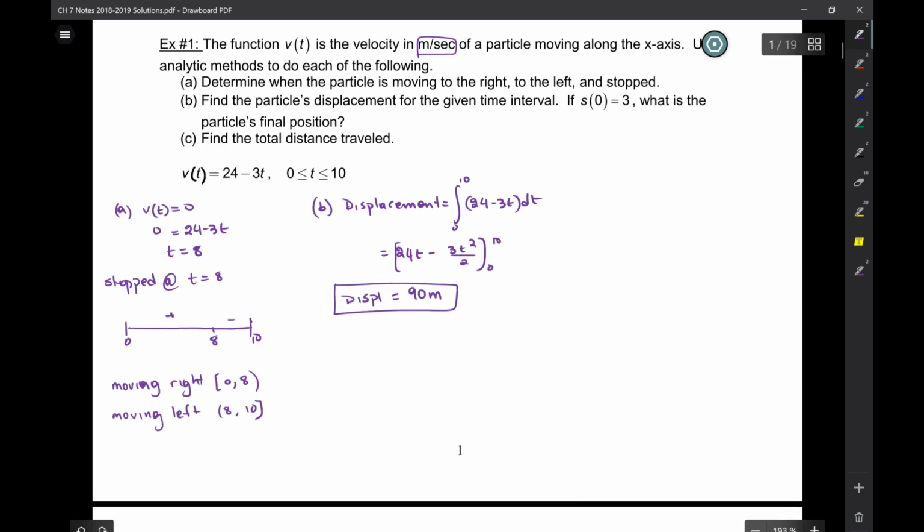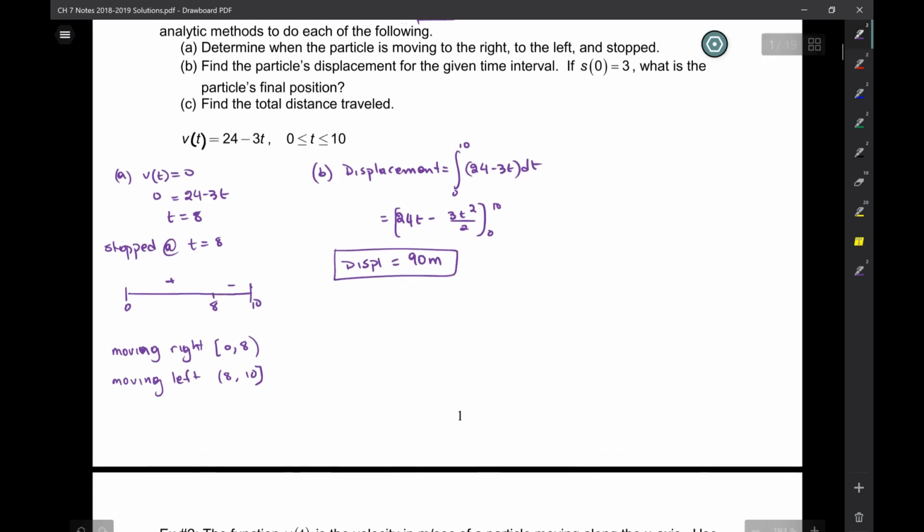What does that mean? What does that mean? You guys all said different things, but you all said the same thing, right? So during the time interval 0 to 10, this thing is now 90 meters to the right of where it was originally, right? Okay. So then we need to find the final position.